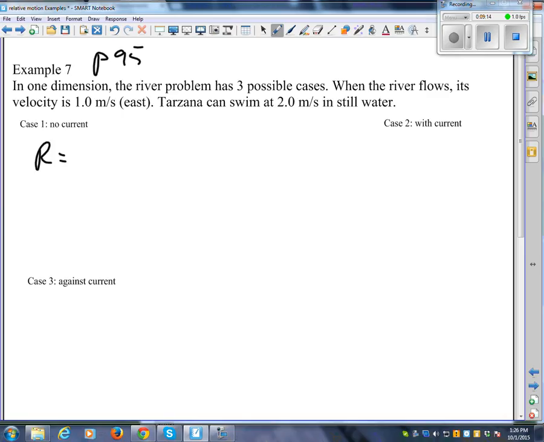Well, it's going to be 2 plus 0. I'll just put a dot there. So what's the resultant? Well, 2 meters per second. There is no current to add. 2 meters per second. Right? Easy. Review. If she's swimming with the current, then the resultant's going to be 2 plus 1. And the resultant is 3 meters per second.